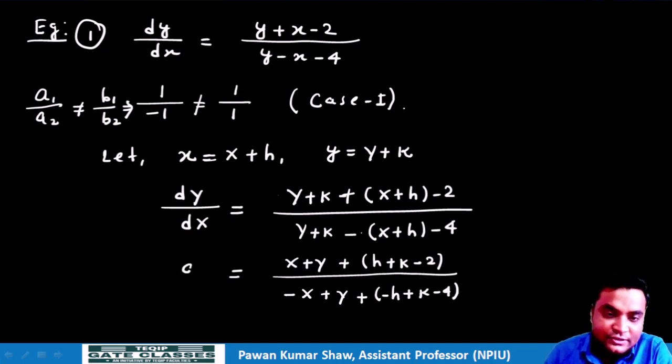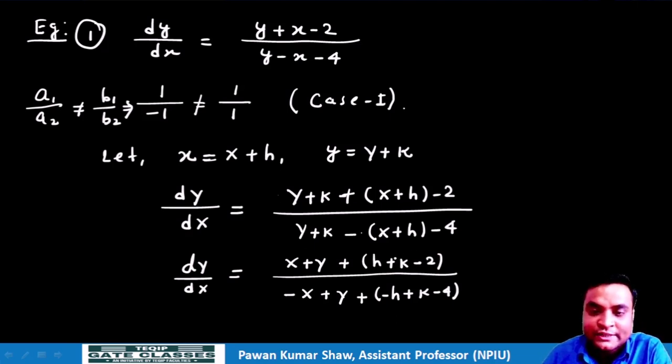So what do we do in this method? We will assume that the terms other than the homogeneous term will be 0, so that we can find the value of H and K and we can convert the problem into homogeneous differential equation form.